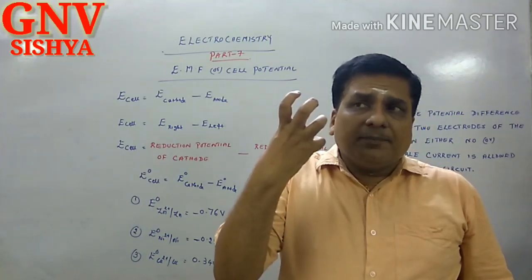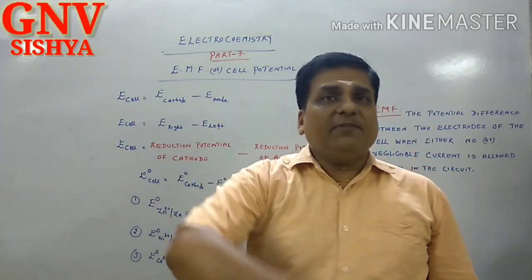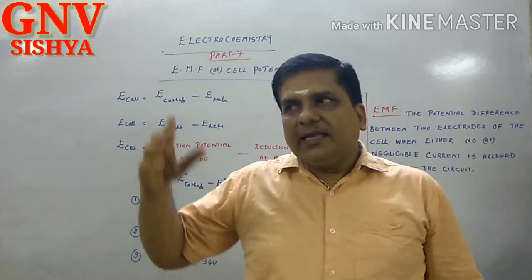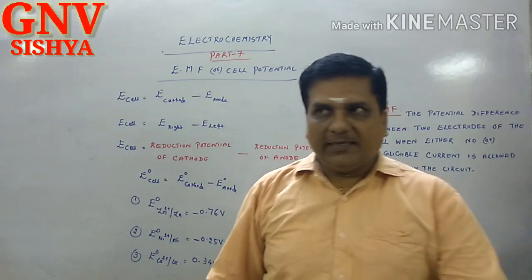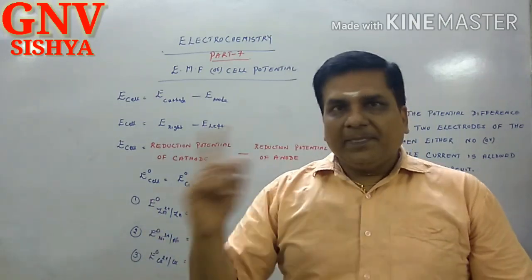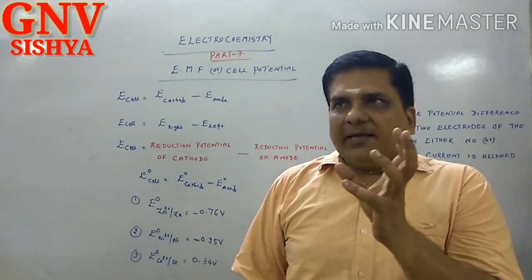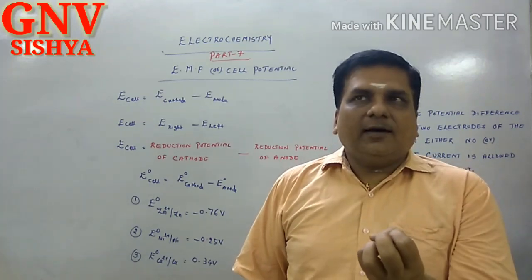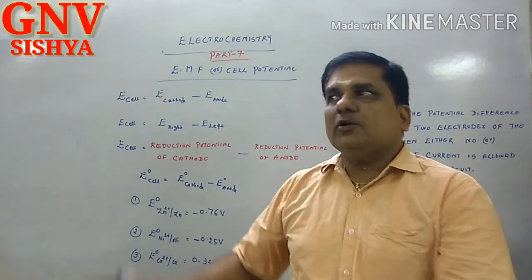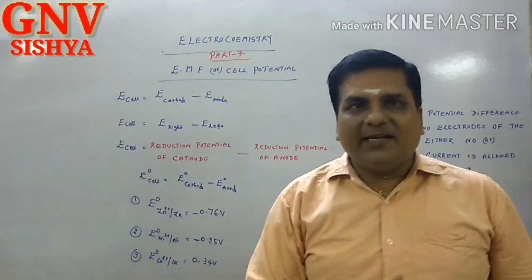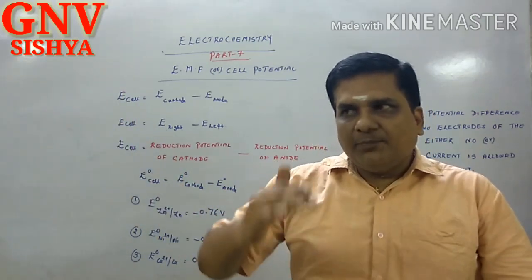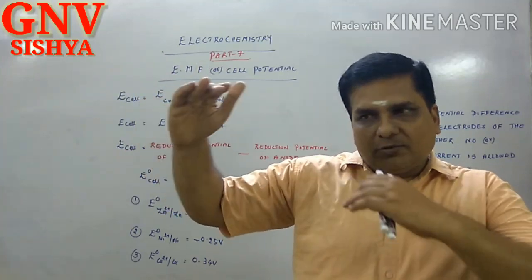Actually, the EMF is generated when electrons flow from one compartment to another compartment, that is from anode to cathode. Remember, what is the need for electrons to travel from one end to another end? There exists some gradient. You know what is a gradient? One should be high, another one should be low.